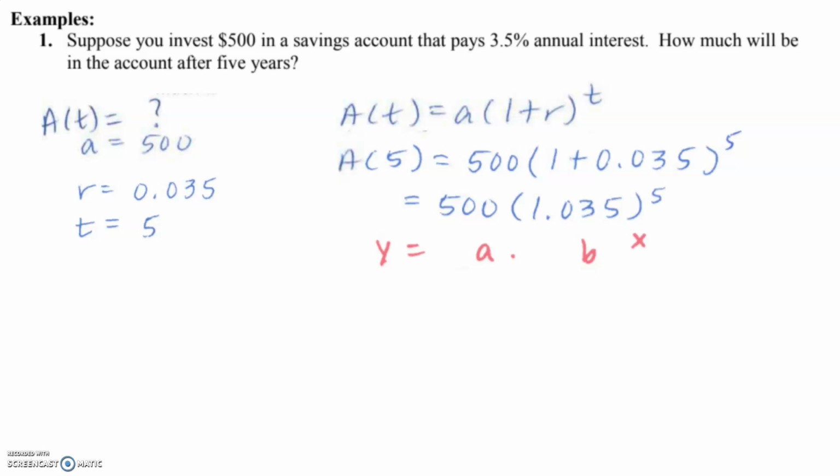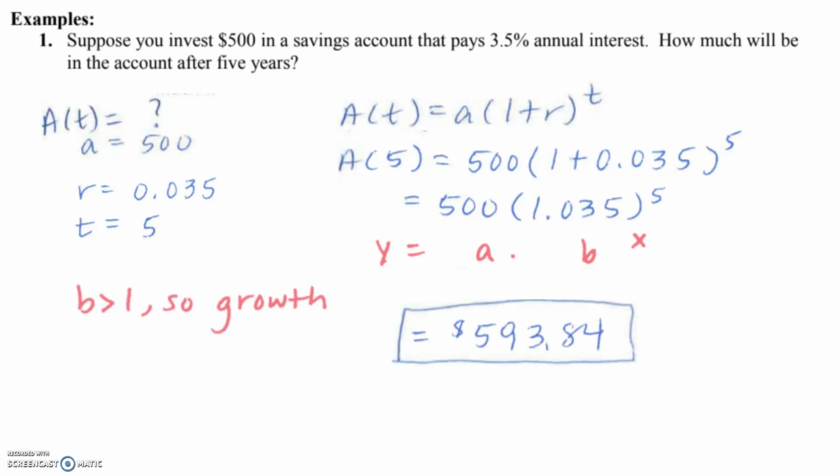We can identify different pieces of our information if we were asked for that in Delta Math. Okay, we know it's growth because b is greater than 1, and we also know it's growth because we started with 500 and we're ending with $593.